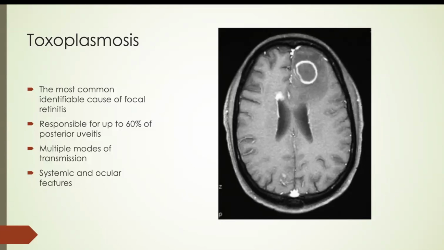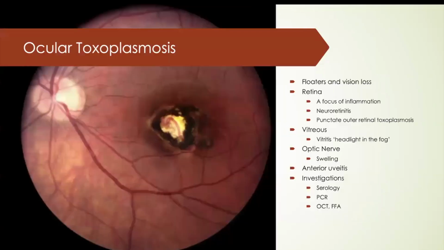There are multiple modes of transmission. It's usually to do with cats. They're the main host, but then it can move on to hosts such as livestock, for example, and then it's ingested by the human. And there are lots of systemic and ocular features. With systemic toxoplasmosis, you can end up with a meningoencephalitis in severe cases, and the ocular features are quite involved as well. This is just a picture of an MRI showing someone with toxoplasmosis in the brain.